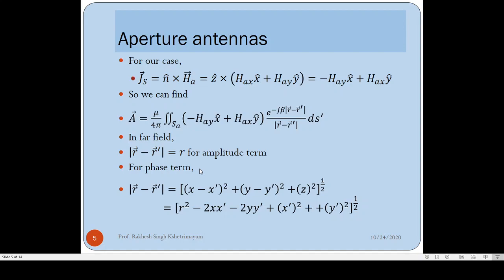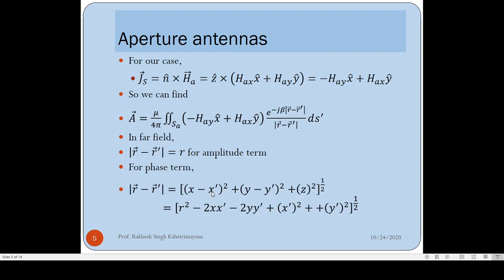We need to take some components which have contribution from r dash also. So r minus r dash is basically the distance between the source and observation point. Observation point is at x, y, z, and the source point is in the xy plane. It will have only x dash and y dash. So you can find out the distance between the source and observation point is square root of x minus x dash whole square plus y minus y dash whole square plus z square.